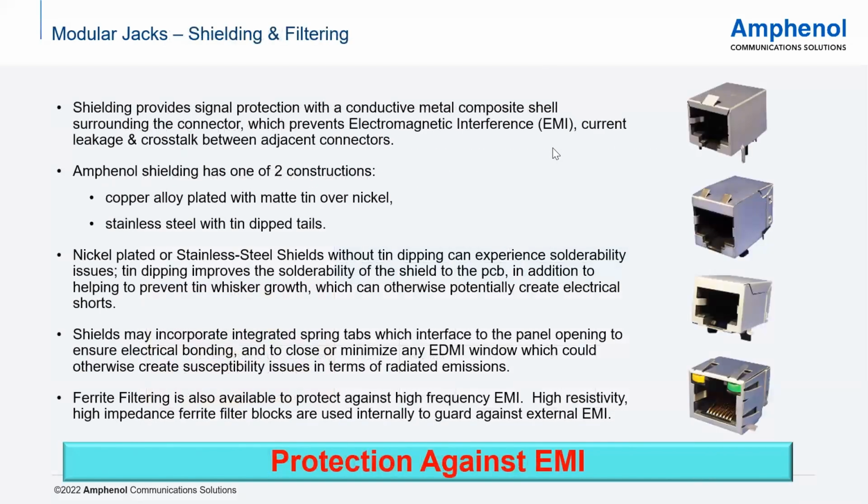When it comes to shielding and filtering, we have multiple options available in the shielding. One is with the copper alloy plated with matte tin over nickel, and second is the stainless steel. We have multiple options available on the EMI tabs as well, whether you want the RJ with the tabs, without the tabs, and also whether you want the tabs on the top, bottom, side, or only on the top and the side. We can have multiple options worked out for you. The options with the ferrite filtering are also available, which protect us against the high frequency EMI.